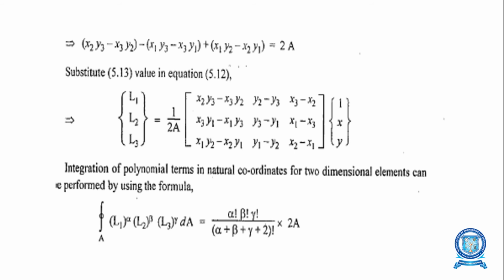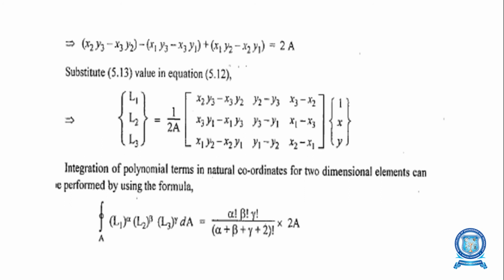Therefore, L1, L2, L3 is equal to 1 by 2A into the matrix: x2 y3 minus x3 y2, y2 minus y3, x3 minus x2; x3 y1 minus x1 y3, y3 minus y1, x1 minus x3; x1 y2 minus x2 y1, y1 minus y2, and x2 minus x1, into the vector of 1, x and y.